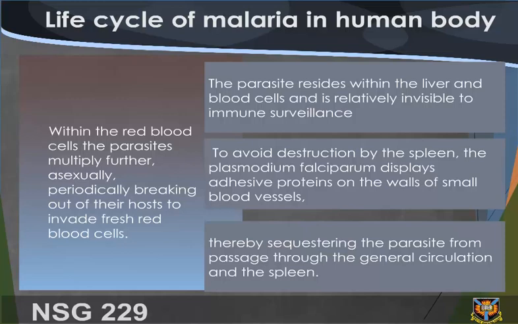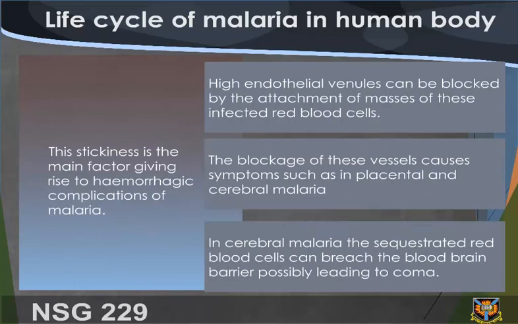To avoid destruction by the spleen, the Plasmodium falciparum displays adhesive proteins on the walls of small blood vessels, thereby sequestering the parasite from passage through the general circulation and the spleen. This stickiness is the main factor giving rise to hemorrhagic complications of malaria.